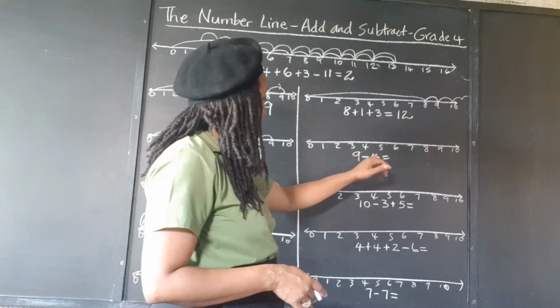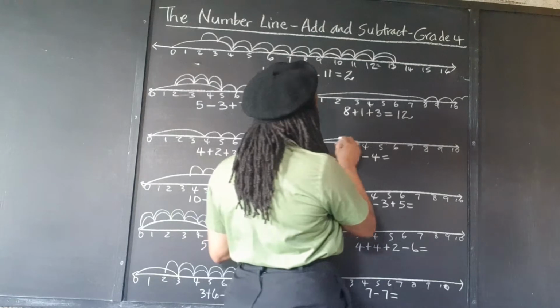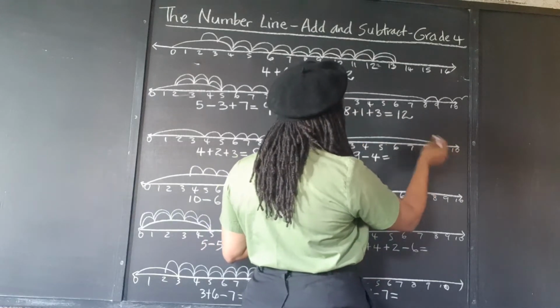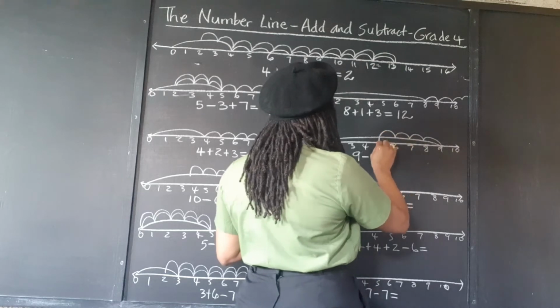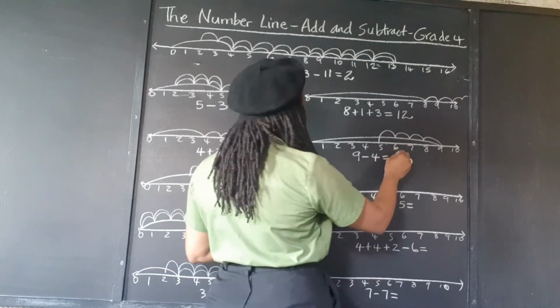Alright, 9 take away 4. So it's from 0 to 9. And then we're going back to the left. We're taking away 4. 1, 2, 3, 4. That brings us to 5.